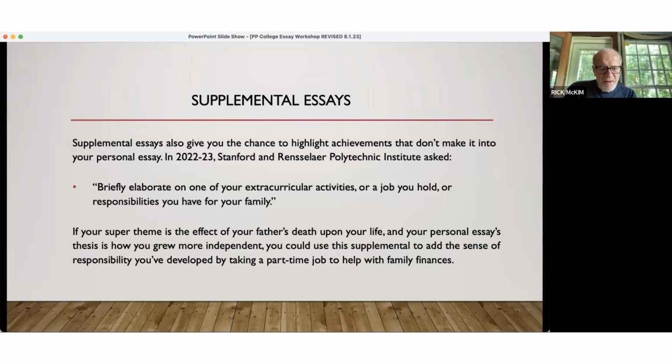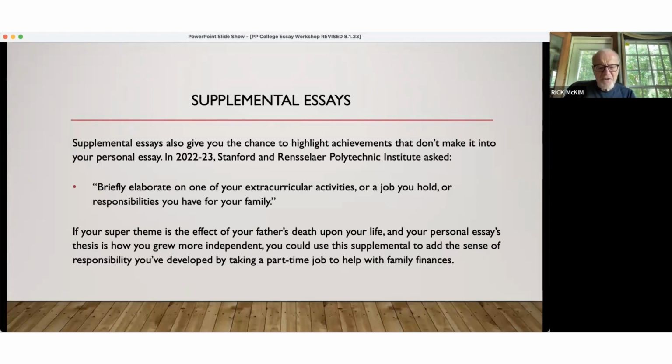Now, here's a sample supplemental essay from Stanford. Briefly elaborate on one of your extracurricular activities or a job you hold or responsibilities you have for your family. Now, if your super theme is the effect of your father's death upon your life, let's say, and your personal essay's thesis was how you grew more independent, remember, we used that as an example, a sense of independence, an independent thinker, independent doer, self-initiator, you could use this supplemental essay to add that you also developed a sense of responsibility. You developed it by taking a part-time job to help with family finances.